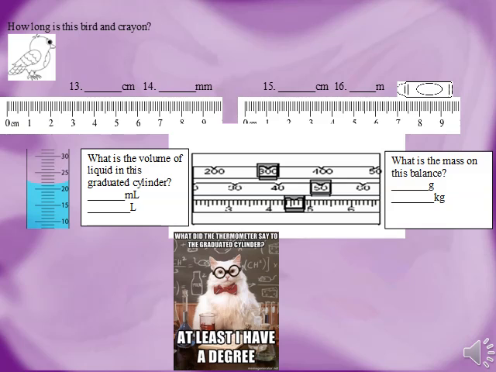If you need help figuring out how long the bird and the crayon is, or how much liquid is in the graduated cylinder, or the amount on the balance, make sure you come to lab early.